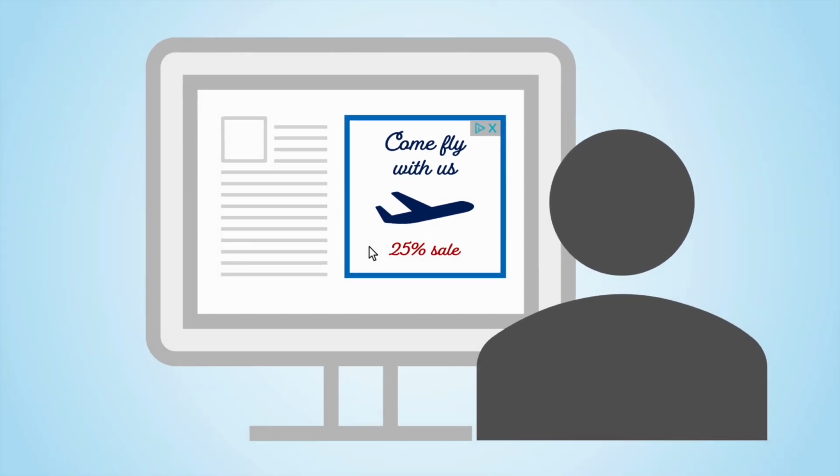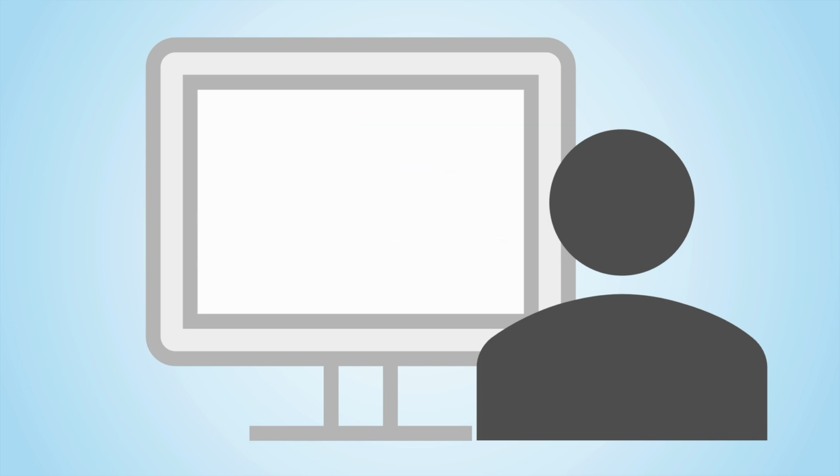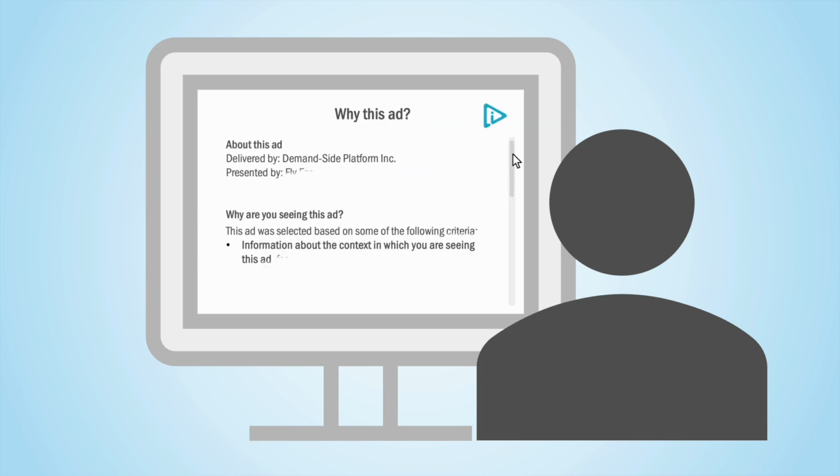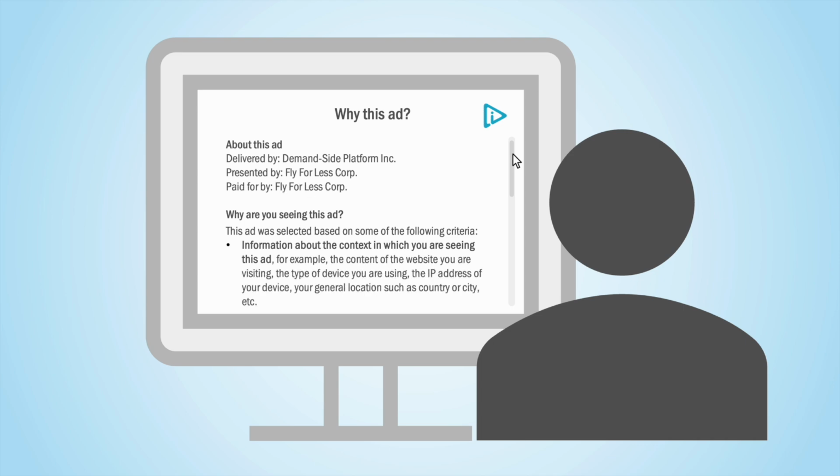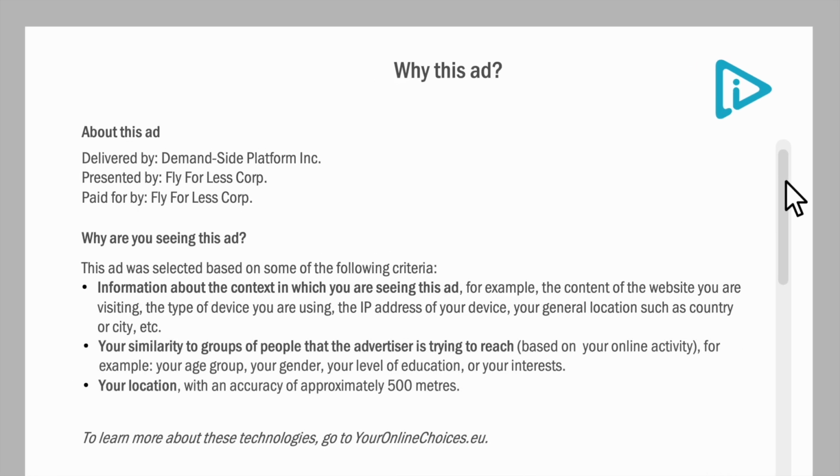Speaking of consumers, what does their perspective of the process look like? When browsing a website, they will come across ads carrying the AdChoices icon. When they click on it, they will be directed to the Enhanced Transparency page, which contains all the information required under the DSA, and more. This includes, for instance, the name of the advertiser presenting the ad, as well as information about who paid for it and which parameters were used to select a recipient.